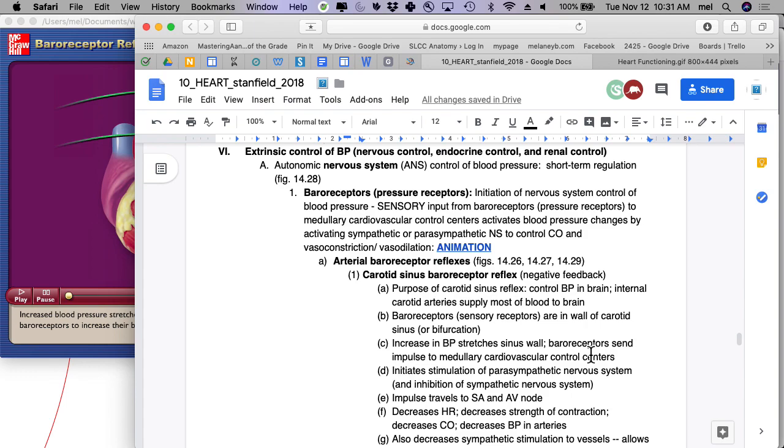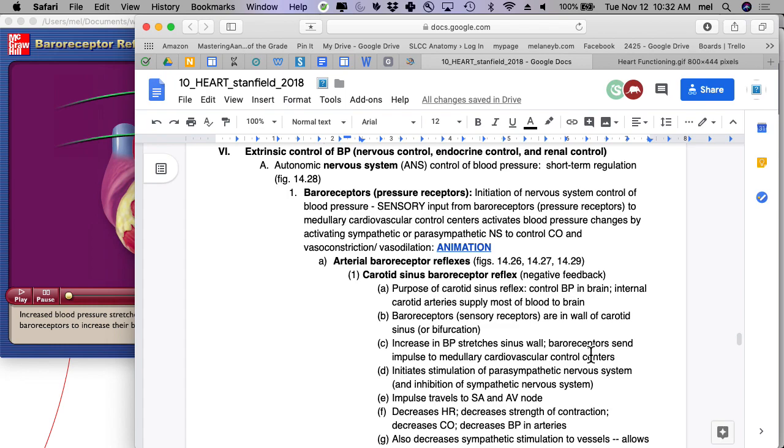Okay, so baroreceptors, which are pressure receptors, take sensory input and send it, and then the medulla oblongata decides what to do. So you tell me before I tell you, right? If you detect high pressure in the aortic arch or the carotid sinus, you send that sensory input to the brain, specifically to the medulla oblongata. And then the medulla oblongata decides on the appropriate output. Choose one: activate the sympathetic or the parasympathetic nervous system.